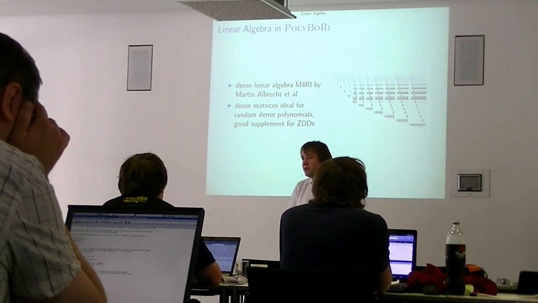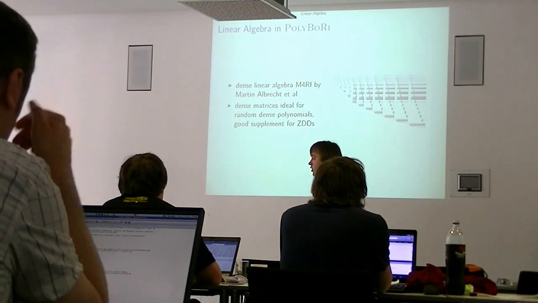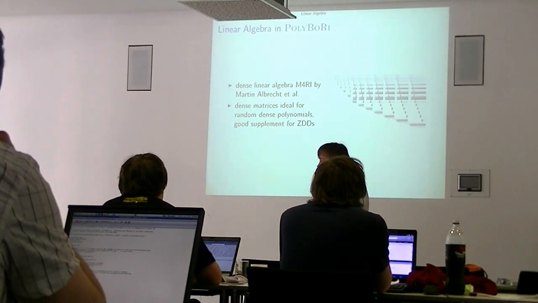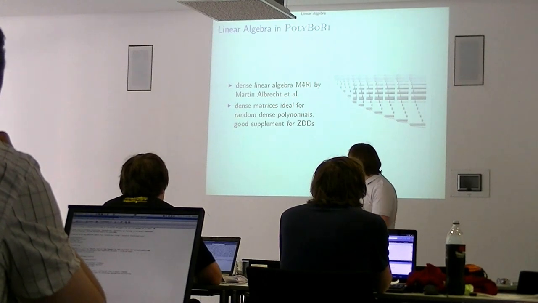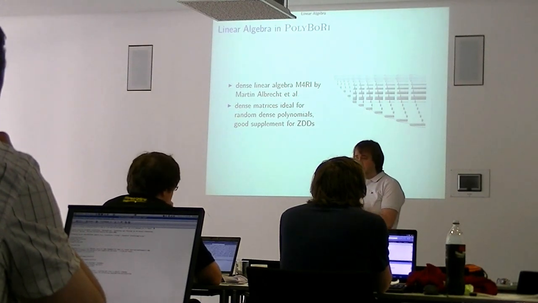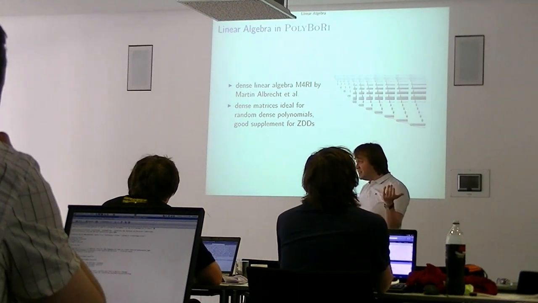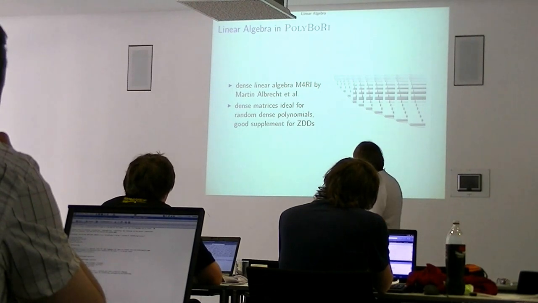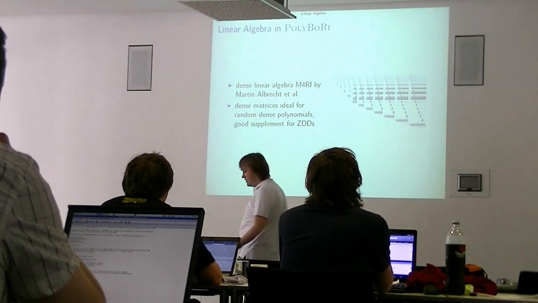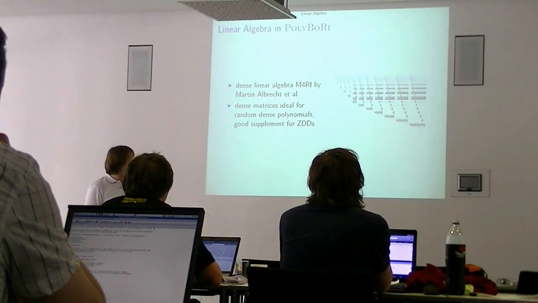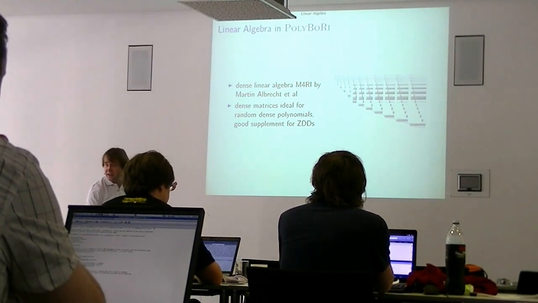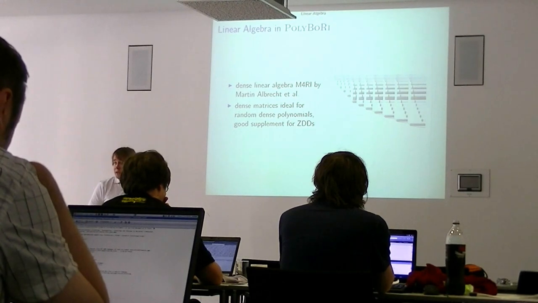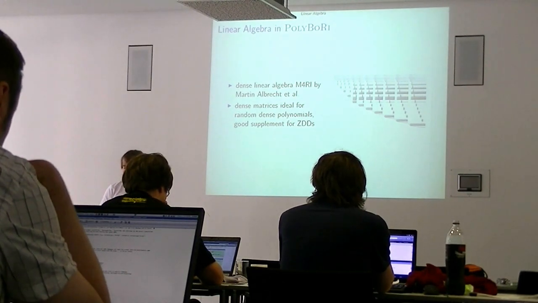actually when you talk about linear algebra and Gröbner bases, we always talk about sparsity and so on. But okay, it's really a good supplement, because with the ZDDs we can treat everything which is really, really sparse. And with these matrices we can treat dense things very well. By the way, dense matrices are really good because they can present 32 or 64 bit entries with one word.